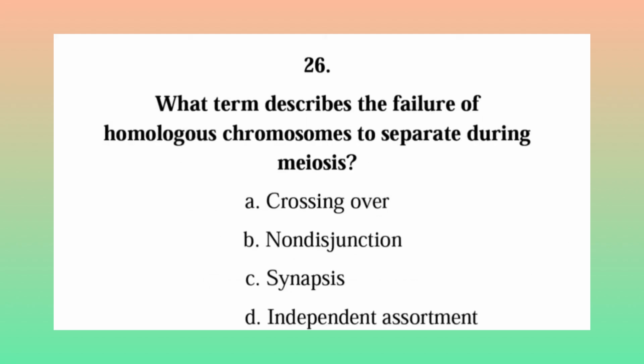26. What term describes the failure of homologous chromosomes to separate during meiosis? A. Crossing over. B. Non-disjunction. C. Synapsis. D. Independent assortment. Answer B. Non-disjunction.